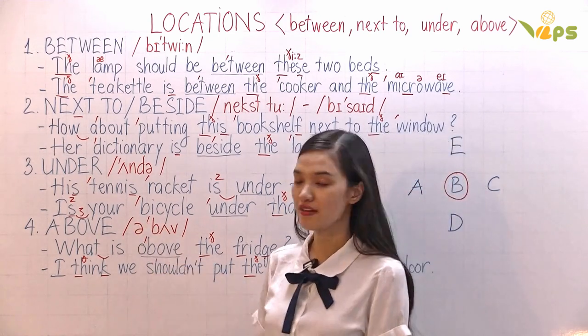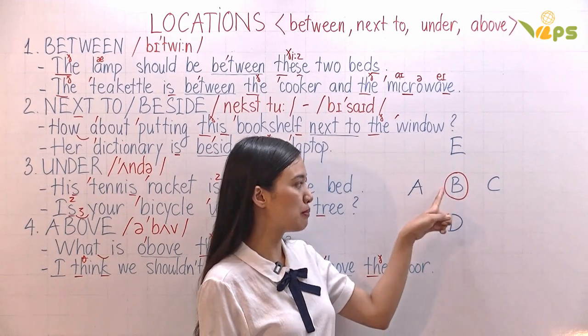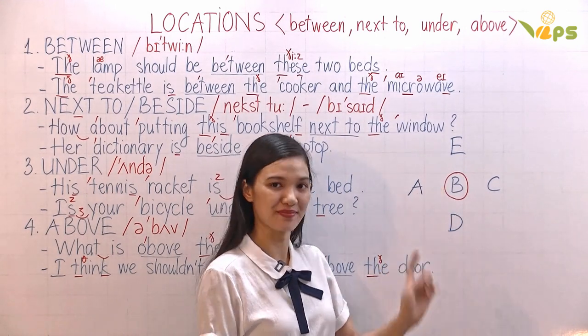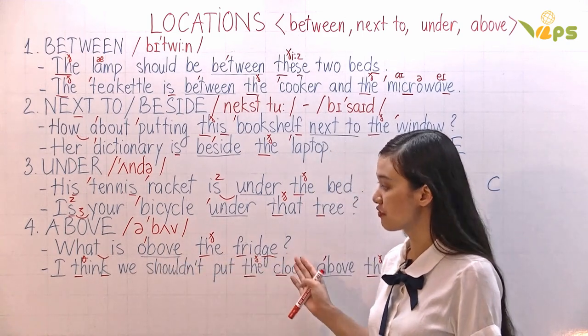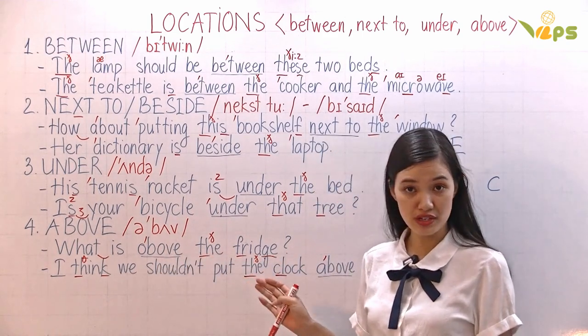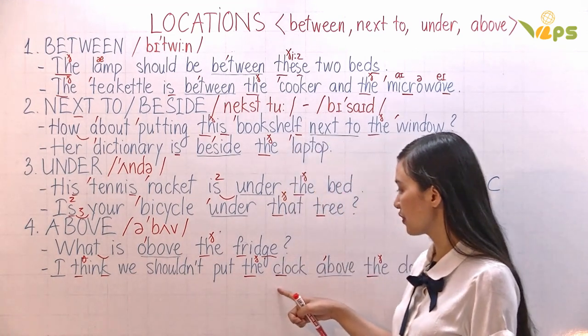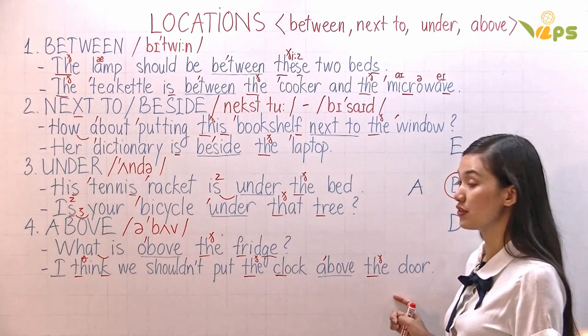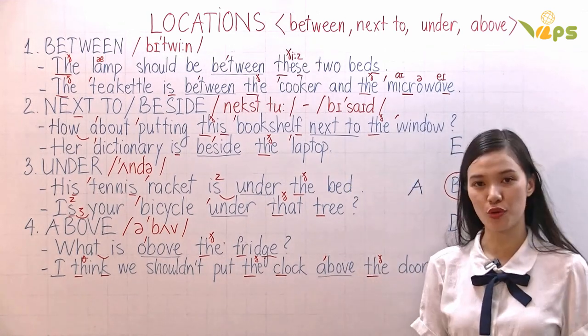Now, above. E is above B, or B is above D. Okay. So, what is above the fridge? I think we shouldn't put the clock above the door.